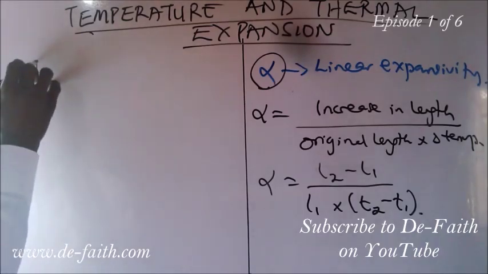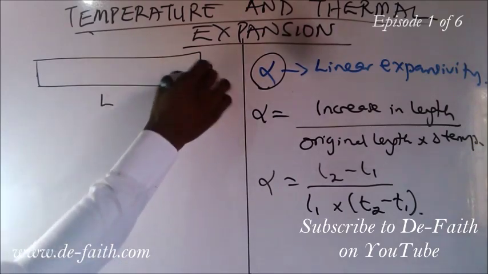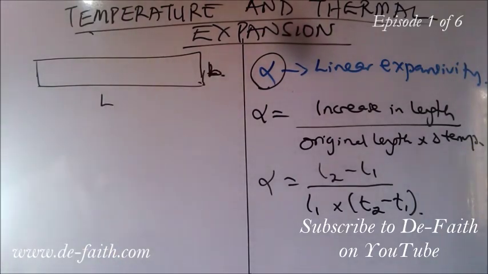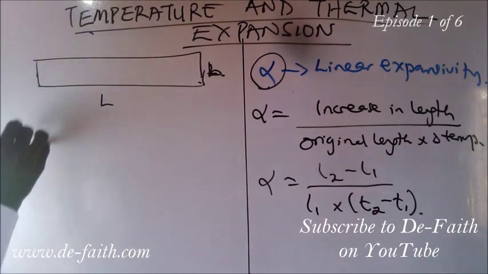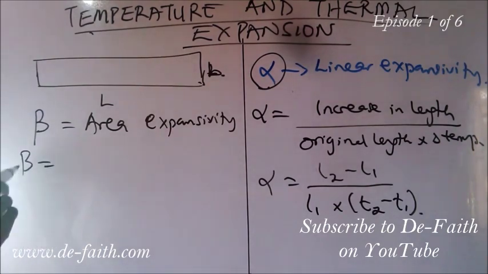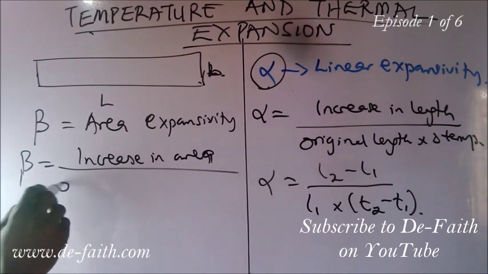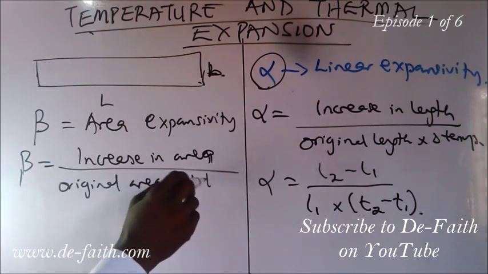When we consider a two-dimensional body that has length and breadth, and we consider the increase in length and breadth of this body, we will be talking about another quantity known as area expansivity. In area expansivity, we are required to find the initial area and the final area, also the initial temperature and the final temperature. So the formula for area expansivity, which is beta, is equal to the increase in area divided by the original area times the change in the temperature.